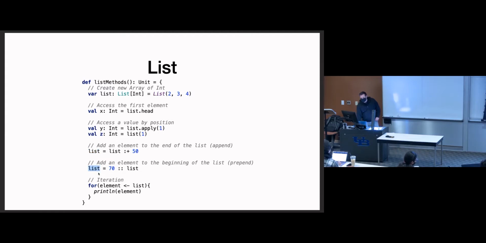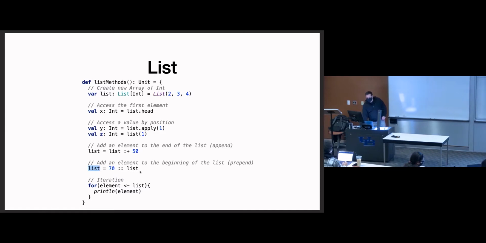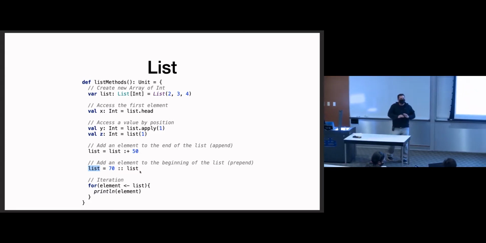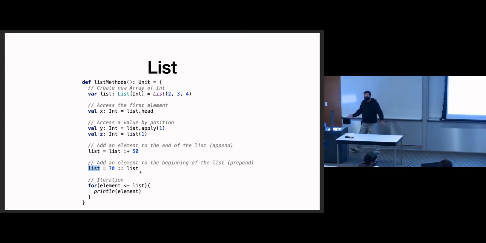This list is going to contain the list 70, 2, 3, 4, 50. And then we will actually see those changes. But you have to reassign your list. You don't reassign it, those changes don't exist.